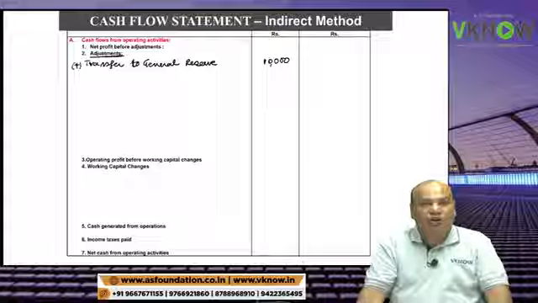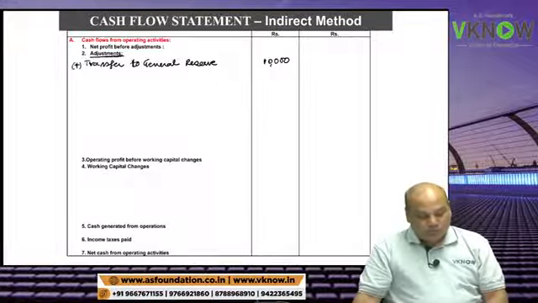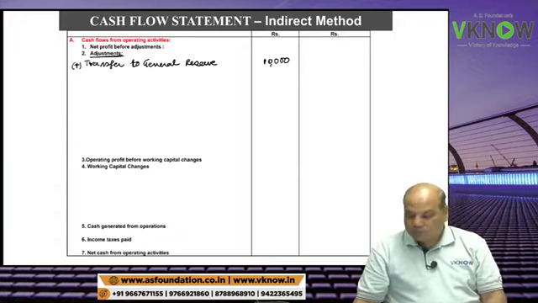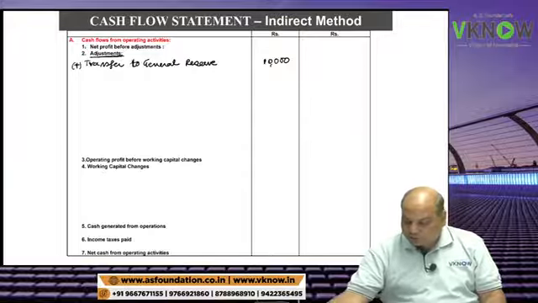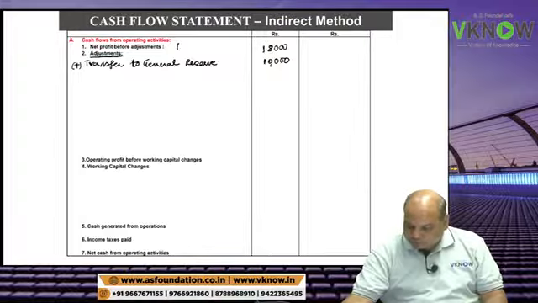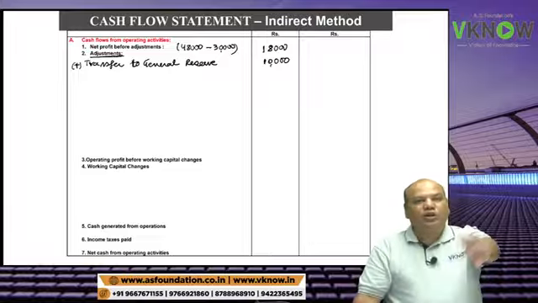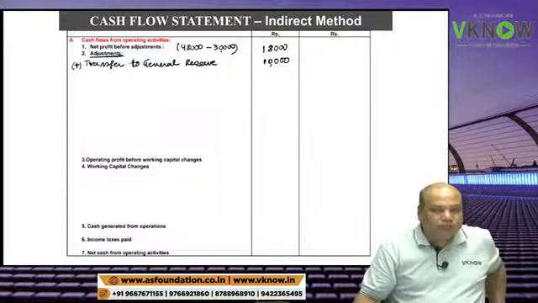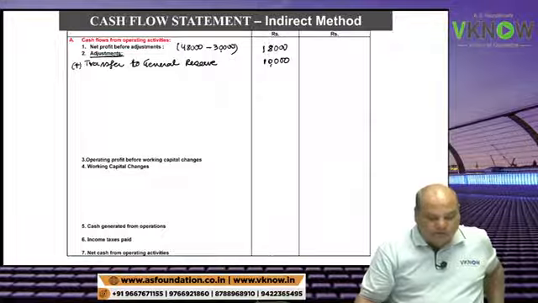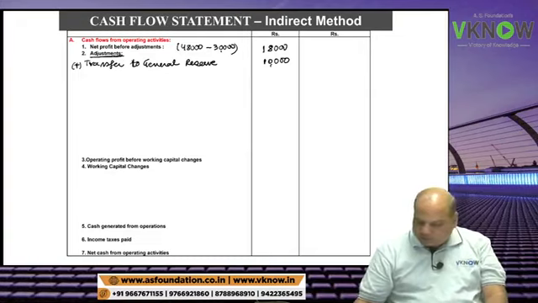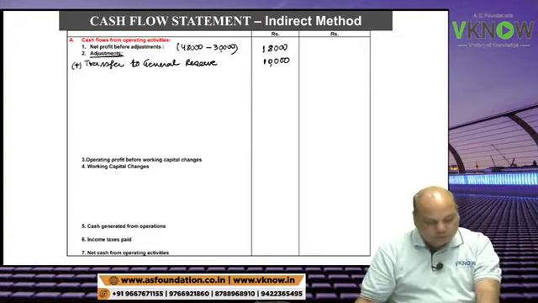Now the next line is P&L account. Opening is 30,000, closing is 48,000. So in the first line, net profit before adjustment, you write down 18,000, that is 48,000 minus opening 30,000. This 18,000 is after making all the adjustments in P&L account. So this is 18,000. Next item is sundry creditor. So student will now help me.